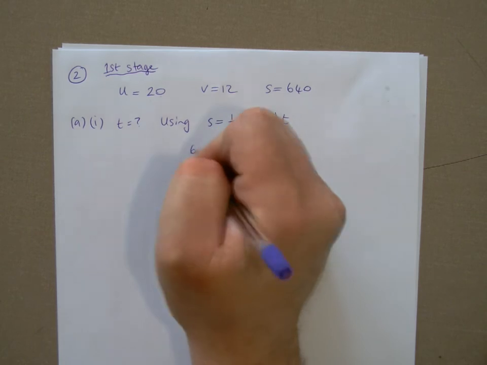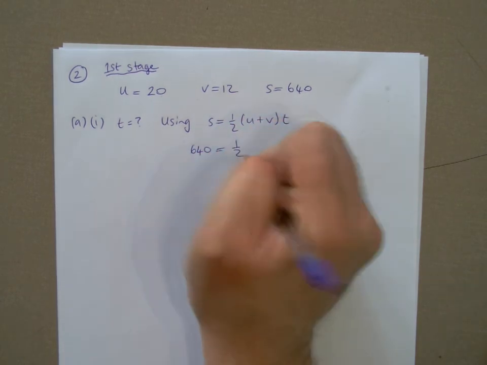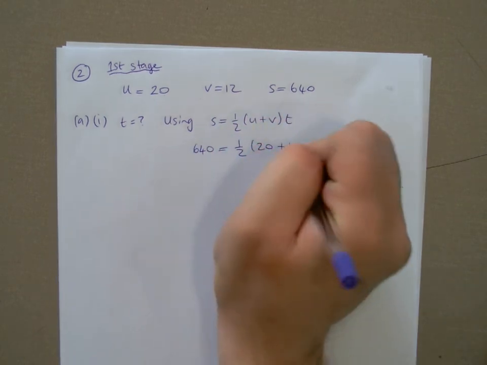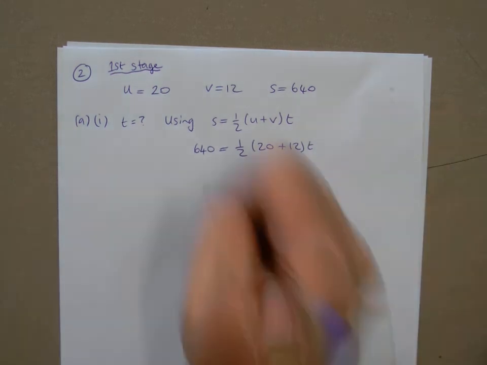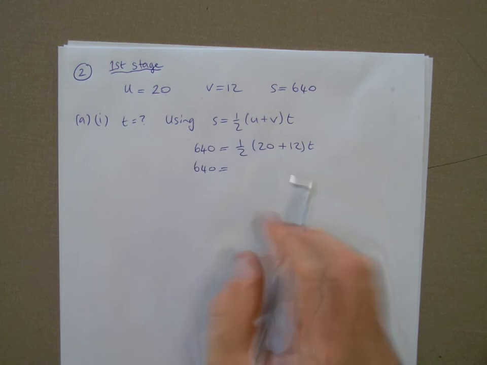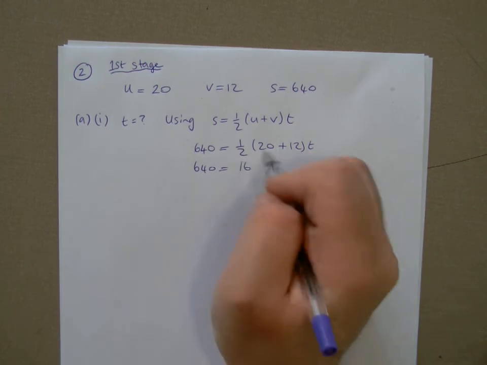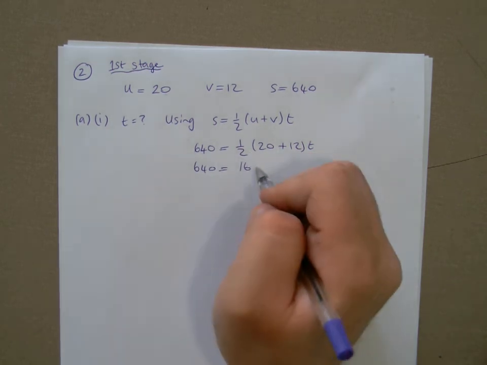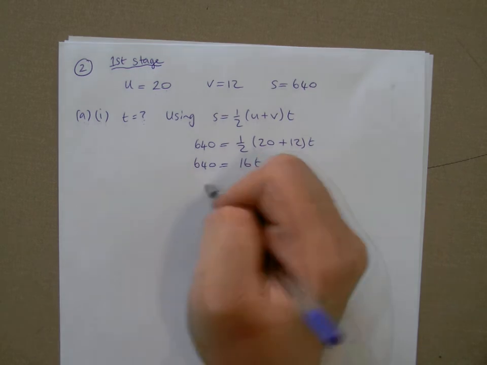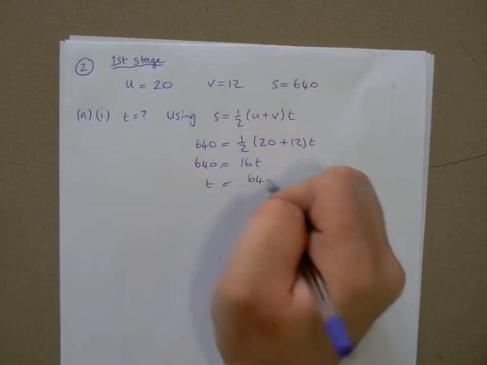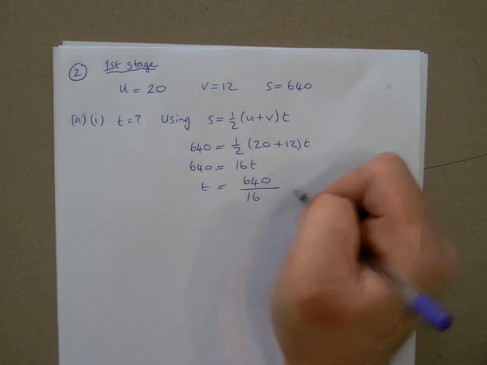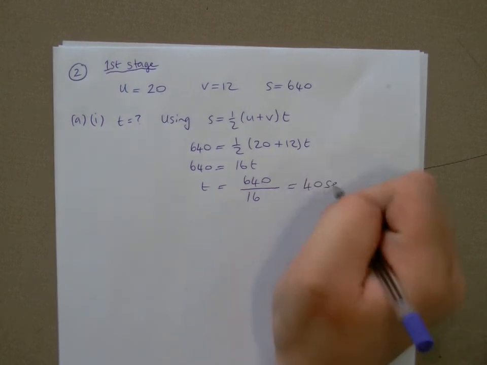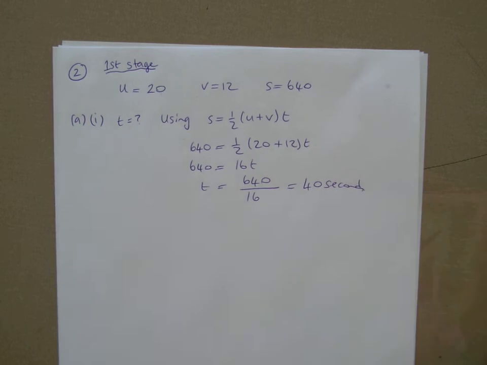So if I plug in the numbers, 640 is half, u is 20, v is 12, and then t is what we're going to work out. If I work out the bracket, 32, halve it is 16. So then to get t, we just do 640 divided by 16, and that comes out to be 40 seconds. So that's the time it takes to travel that distance.